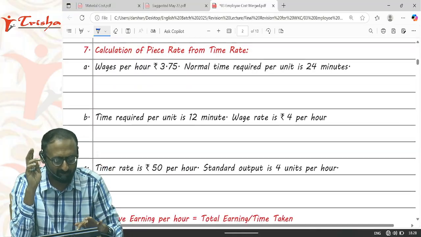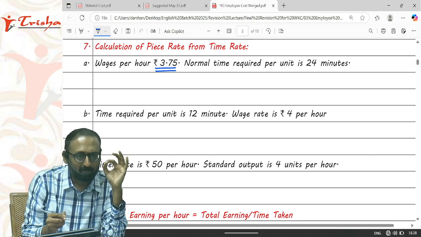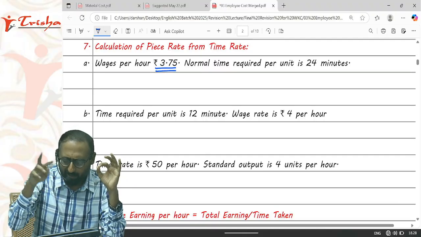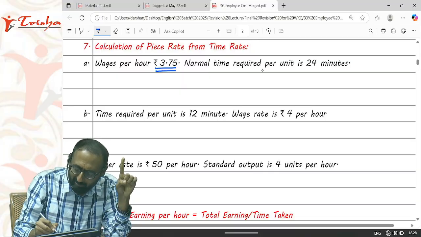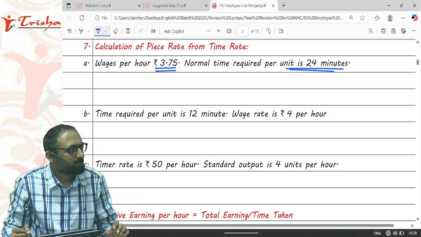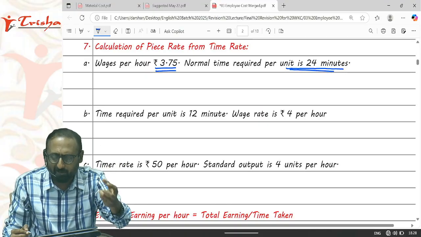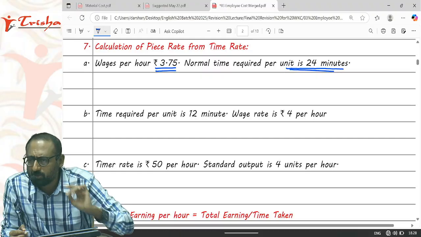Let's check one question, guys. Wage rate per hour is 3.75. So the employer is paying the employee 3.75 rupees per hour. Normal time required per unit is 24 minutes. So for 1 hour, you are getting wages of 3.75. Now you will have to calculate how many units are produced in 1 hour.